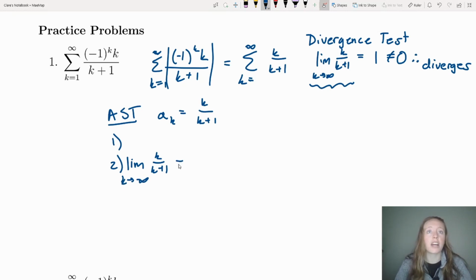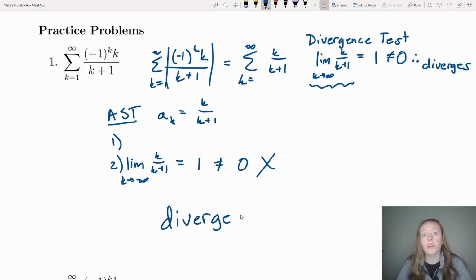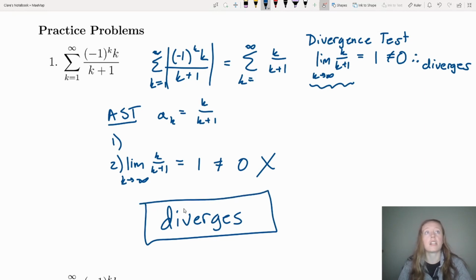And wait a second, we got that that wasn't equal to 0, it's equal to 1. Therefore, right away, we fail the alternating series because this limit doesn't equal 0. Failing that alternating series means that overall, we're just going to diverge. So the series diverges in number 1.